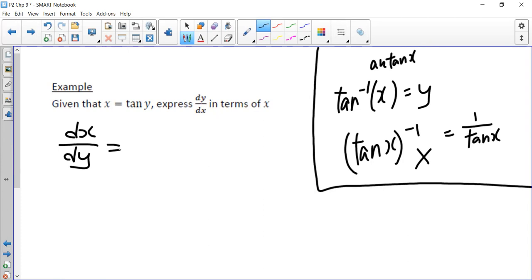dx by dy. We differentiate normally, but this time we do dx by dy. Differentiate tan y. Using the formula booklet, we know the derivative of tan y is sec squared y. So sec squared y.